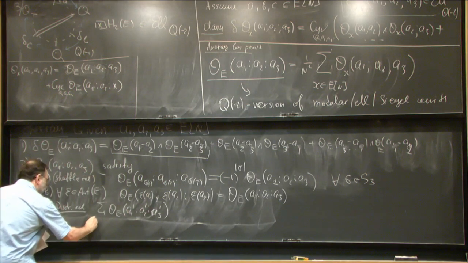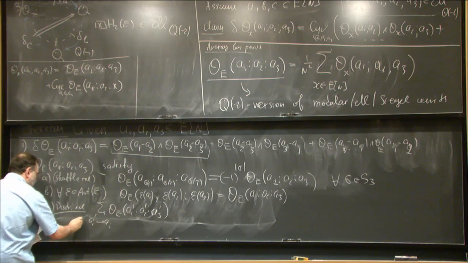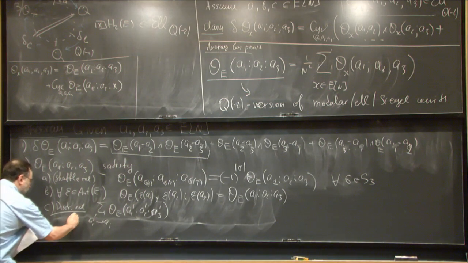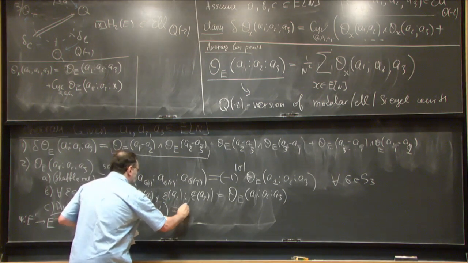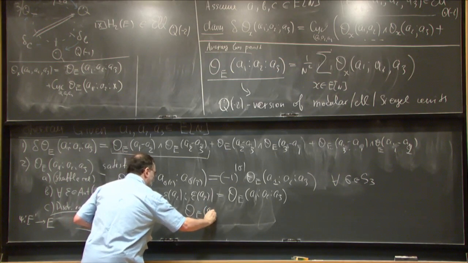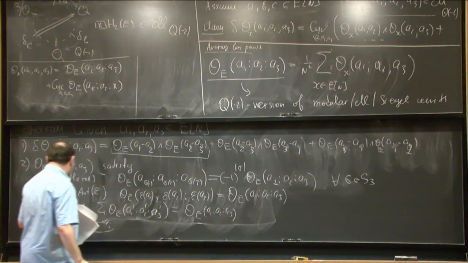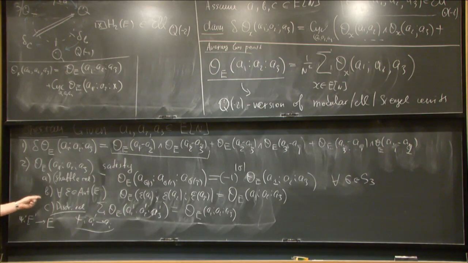If you sum over all a_i which project to a_i under some isogeny, I'll call it psi, where psi is an isogeny from E prime to E, and you sum over all possible things, then you get just the original one. OK, you can immediately forget this one, but we better keep the first two in our memory. Once again, this is the most important thing which we wanted to know about these double elliptic units: their coproduct formula and their symmetries.